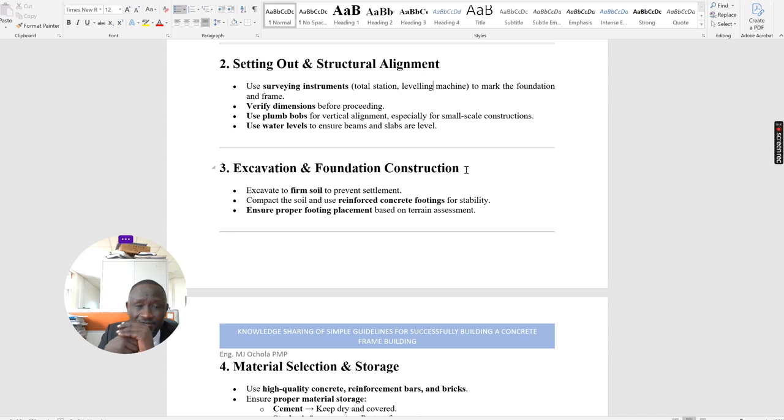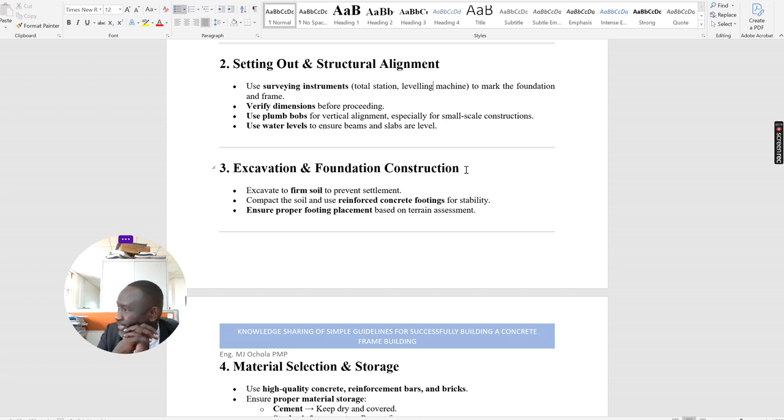But for the private investors, individual builders, that's why you need to make use of plumb bobs and water levels. They are approved and have given some good outputs in many buildings in town. I think most contractors have used plumb bobs and water levels, and the buildings have turned out to be in good shape. So these are some of the equipment we need for setting out and controlling alignment.